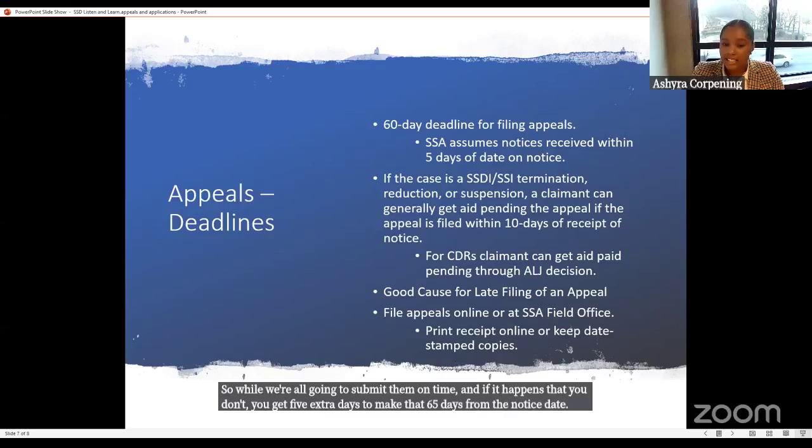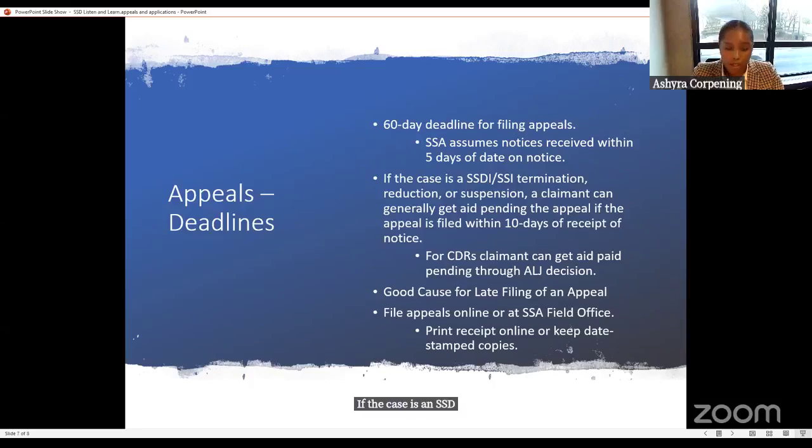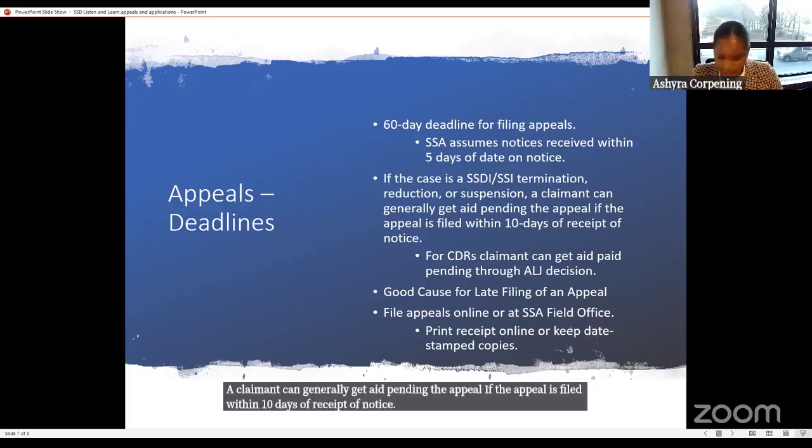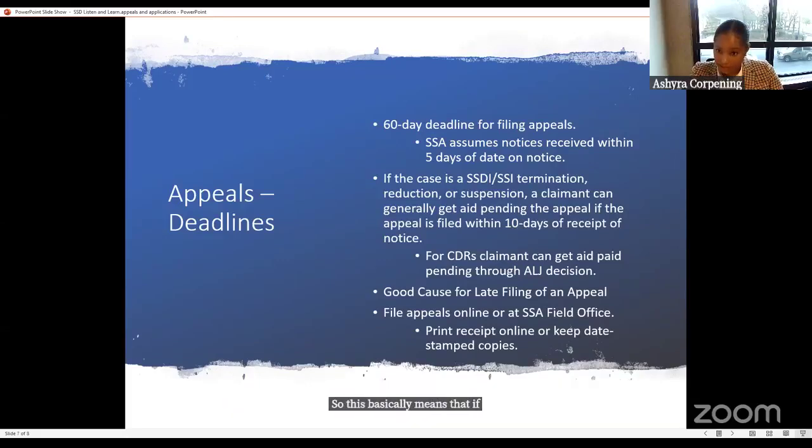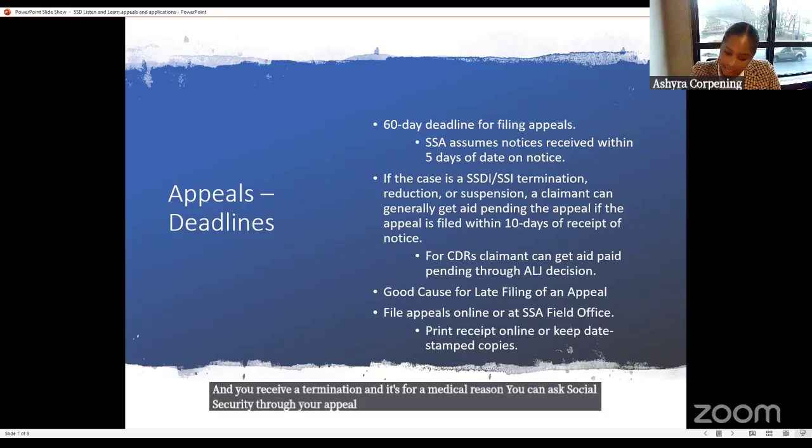If the case is an SSDI or SSI termination, reduction, or suspension, a claimant can generally get aid pending the appeal if the appeal is filed within 10 days of receipt of notice. This basically means that if you're already receiving benefits and you receive a termination for a medical reason, you can ask Social Security through your appeal, as long as it's within 10 days, to give you benefit continuation pending the outcome of your appeal.